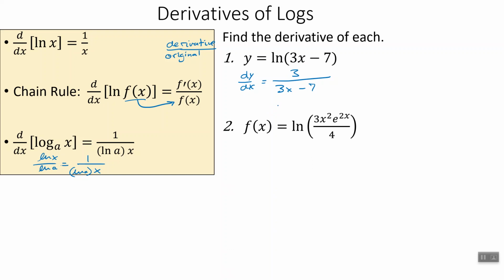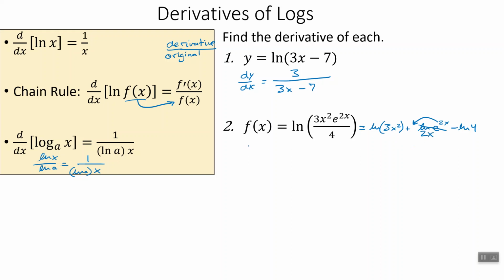Sometimes it's a lot easier if we do our log rules first to simplify. So if we simplify this first, if we have a lot of things here in the log, we would say this is the natural log of 3x squared plus the natural log of e to the 2x minus the natural log of 4. We can't bring this exponent out because this 3 is stuck in here in front of it. But the ln here and the e can cancel out, and we're just left with 2x there.